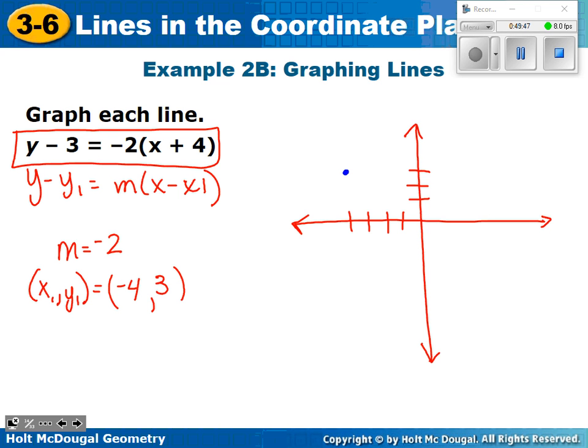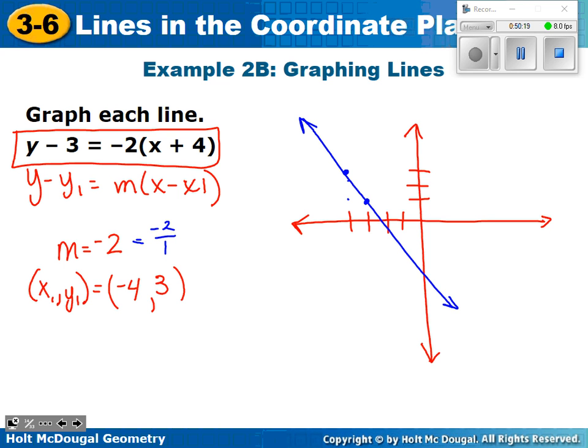And then where do we go from that point according to our slope? What does a slope of -2 tell me to do? Down 2, right 1. Okay, -2 is the same as -2 over 1. And when we say our slope, we want to be sure to include direction, so try not to use the word over. So we're going to go down 2, right 1. And then use a ruler, draw a nice straight line, put arrows on the ends.